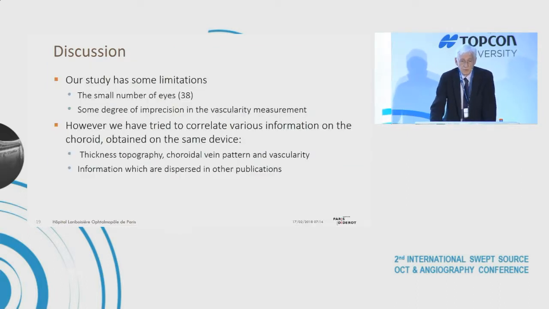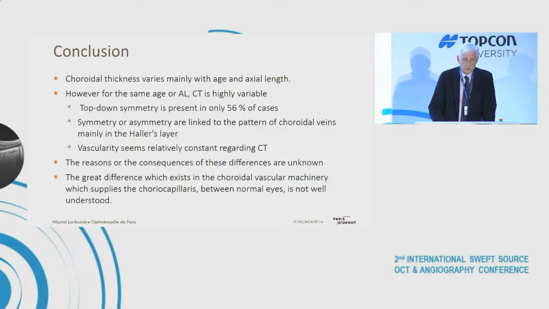Our study has some limitations. There's a small number of eyes. The classification between symmetric and asymmetric may be partly subjective, and there is some degree of imprecision in the vascular measurement. However, we have tried to correlate various information on the choroid obtained on the same device, thickness topography, choroidal vein pattern, and vascularity, information which is dispersed in other publications.